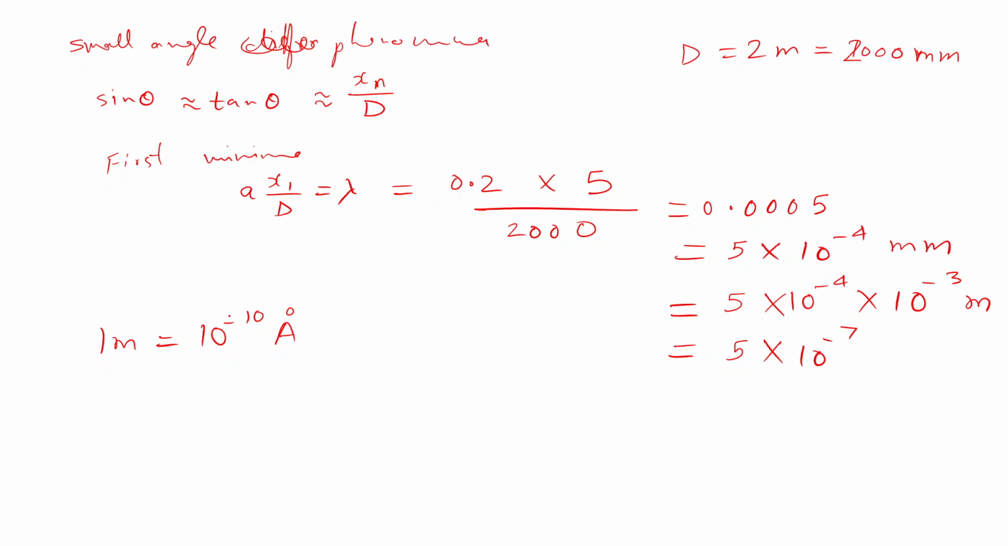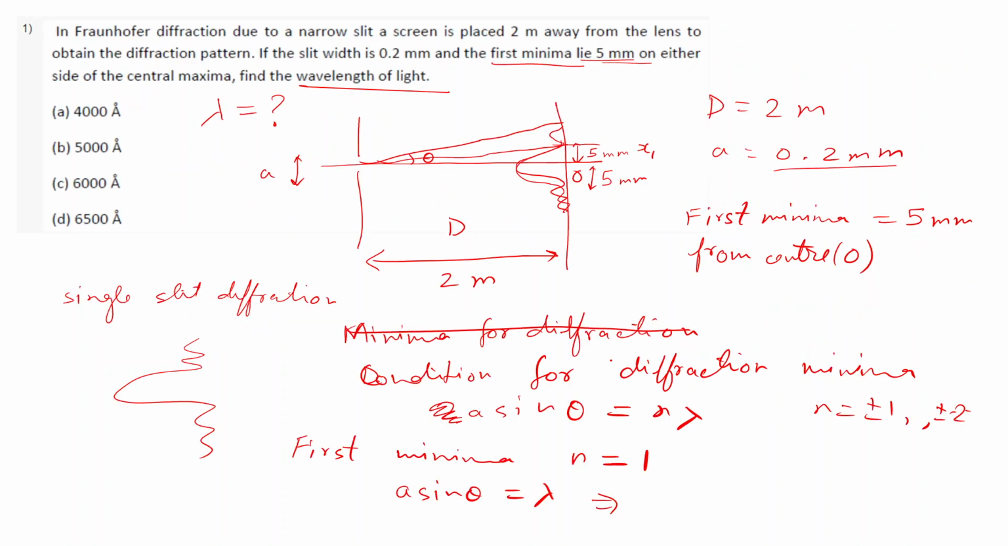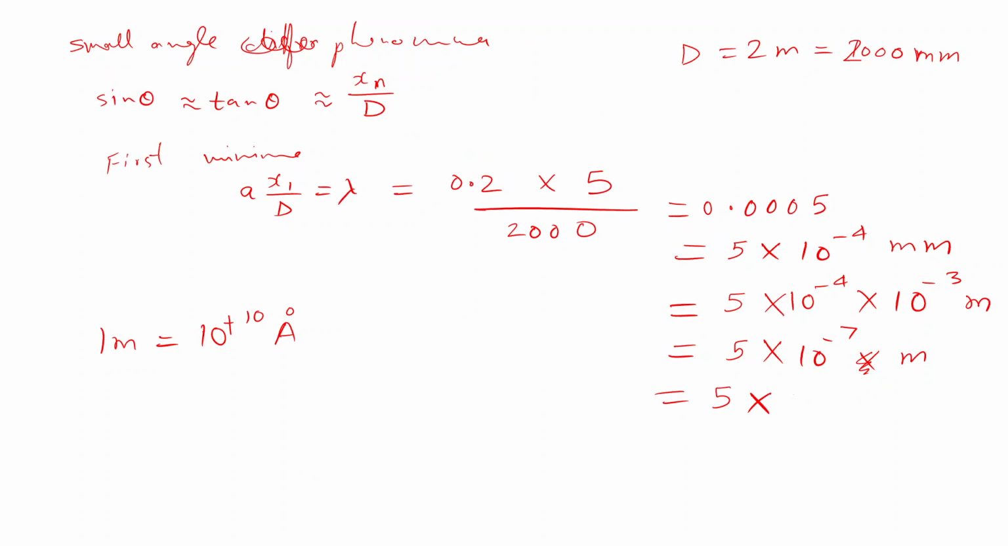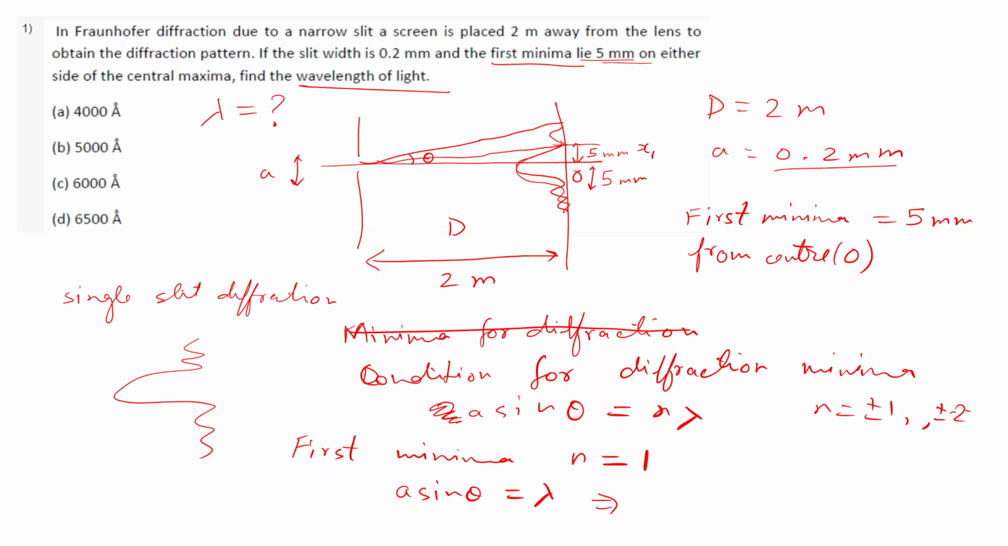Wait, sorry. A meter is a bigger unit. So when we convert from meter to angstrom, it's 10 to the power 10 angstrom. Right now it's in meter, and I want to convert it into angstrom because our answers are in angstrom. So it will be multiplied by 10 to the power 10, and it will give 10 to the power 3 angstrom. That means 5000 angstrom. This is the wavelength that we are using here.